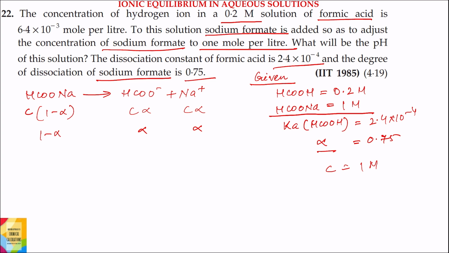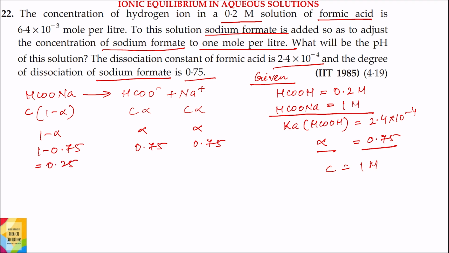So putting the value of concentration equal to 1, this becomes 1 - alpha, alpha, alpha. Now what is the value of alpha given in the question? It is given as 0.75. So this becomes 1 - 0.75, 0.75 and 0.75. So 1 - 0.75 is 0.25.